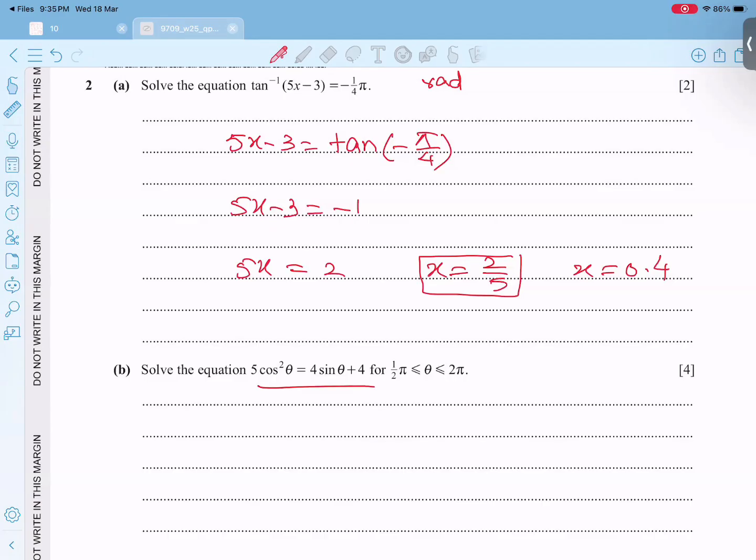So what about this question? Can we solve it directly? No way. So we are bound to have one ratio, either sine or cos. But sine we cannot convert into cos, but cos we can convert into sine.